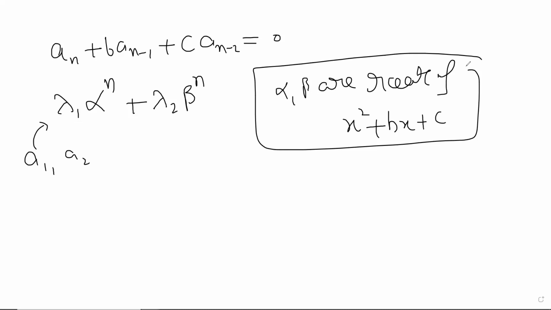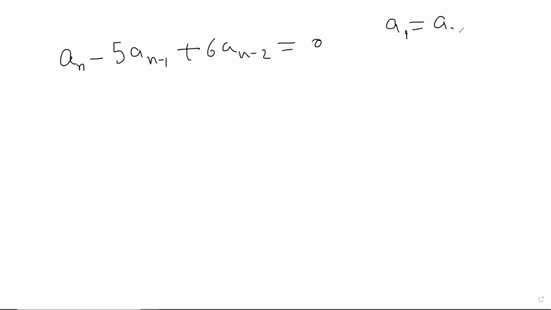Now, let's just quickly do one example. Otherwise, how would you know if you understood this? I'm writing the quadratic: an minus 5n minus 2 plus 6 an minus 2 equal to 0. Let's say that a1 and a2 are 1. It doesn't matter. So we want to find the formula.